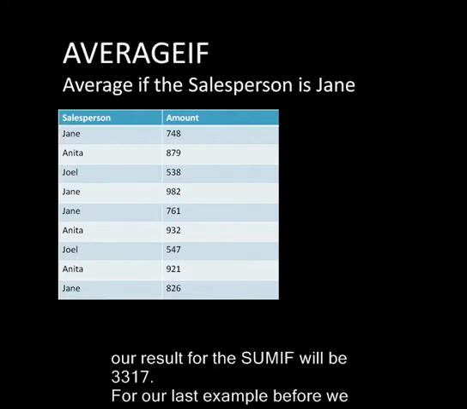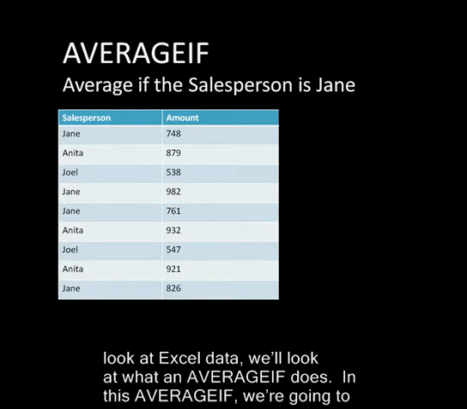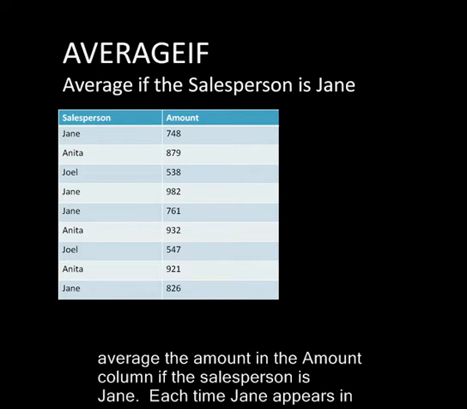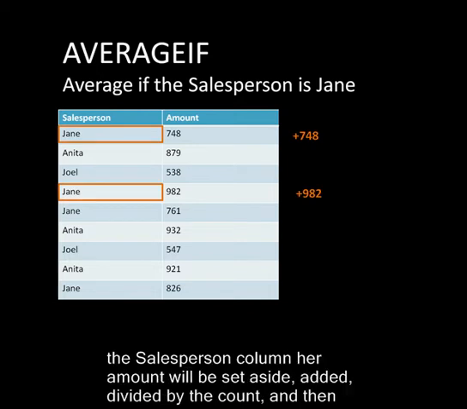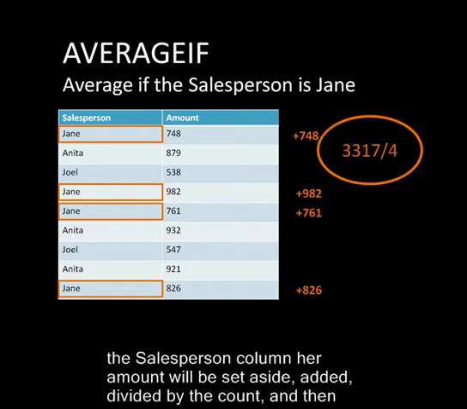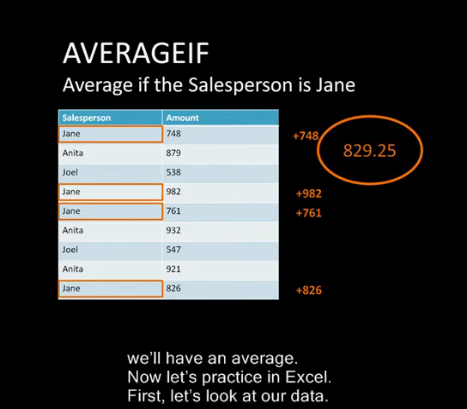For our last example, before we look at Excel data, we'll look at what an AVERAGEIF does. In this AVERAGEIF, we're going to average the amount in the amount column if the salesperson is Jane. Each time Jane appears in the salesperson column, her amount will be set aside, added, divided by the count, and then we'll have an average. Now let's practice in Excel.